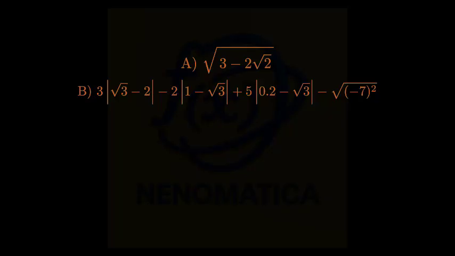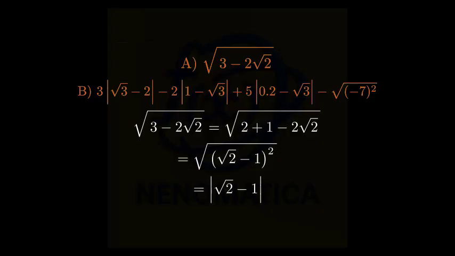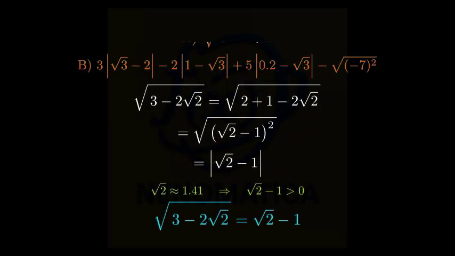Let's start with part A. The key idea is to look for a perfect square inside the radical. Notice 3 can be written as 2 plus 1. Then the inside becomes the square of the quantity square root of 2 minus 1. The square root of a square is the absolute value. Since square root of 2 is about 1.41, square root of 2 minus 1 is positive. So the simplified result is square root of 2 minus 1.